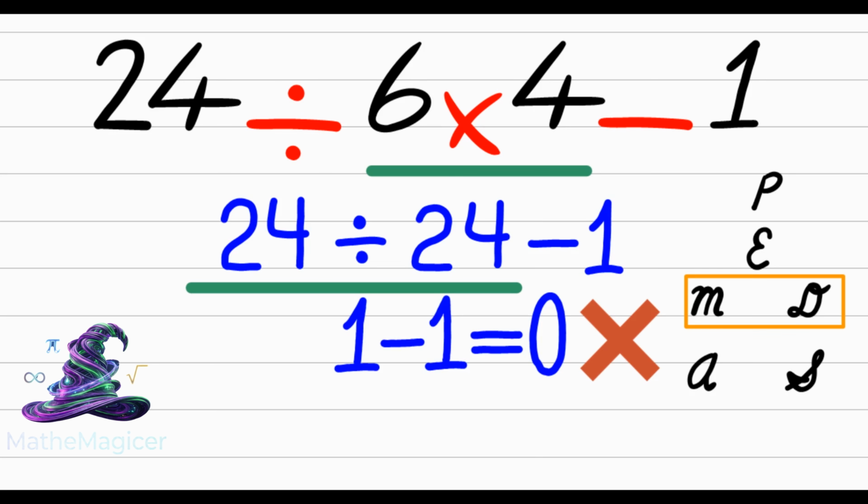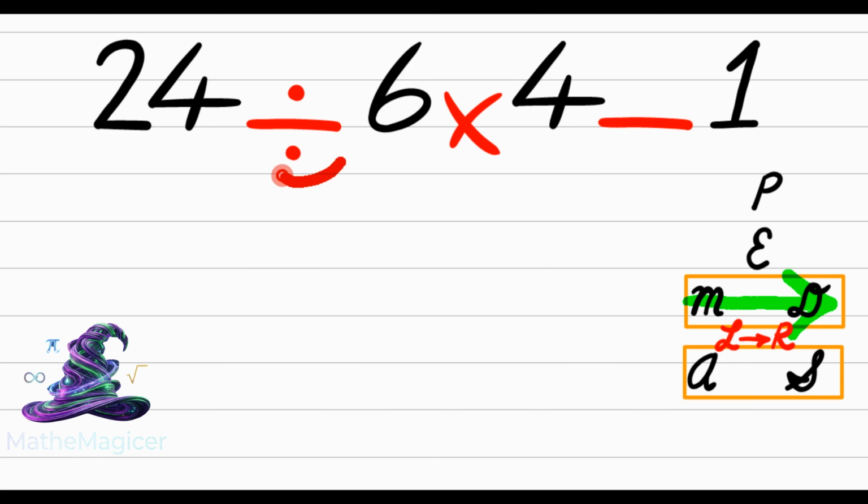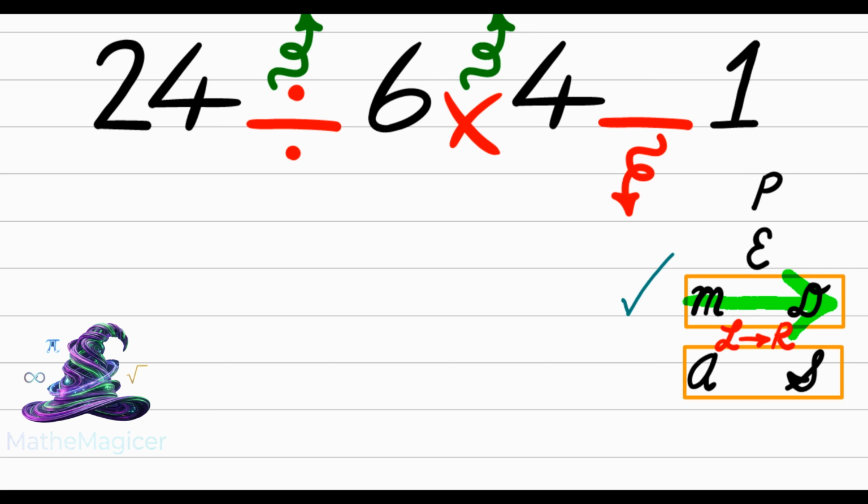Remember that multiplication and division have equal priority, and we have to work from left to right. The same applies to addition and subtraction. In this expression, we have one division, one multiplication, and one subtraction. According to PEMDAS, multiplication and division have higher priority than subtraction. And as I said, multiplication and division have equal priority, so we must work from left to right.